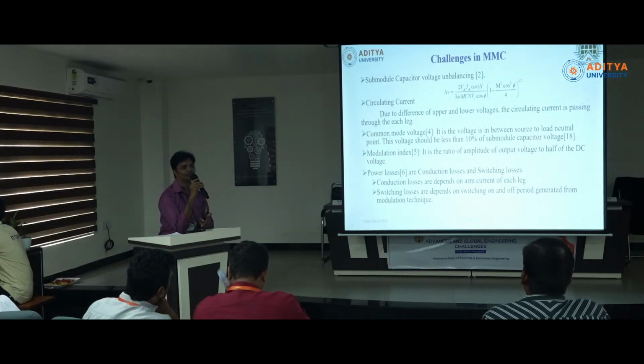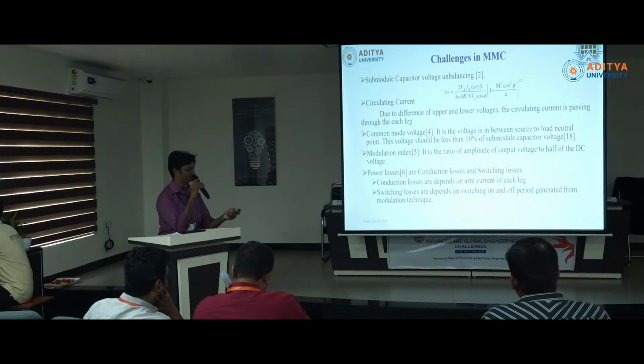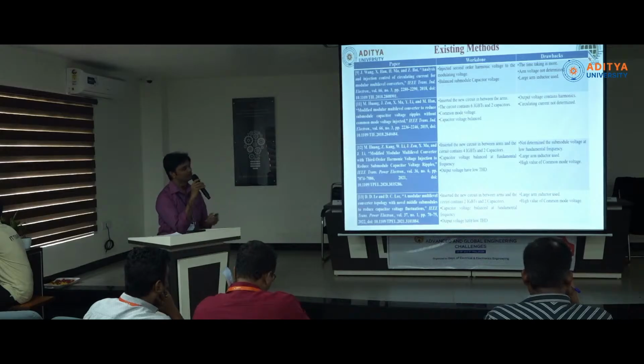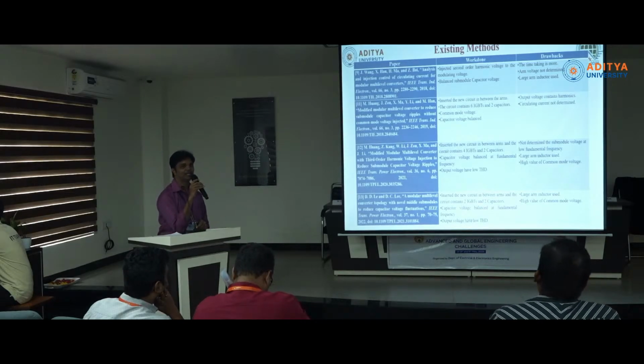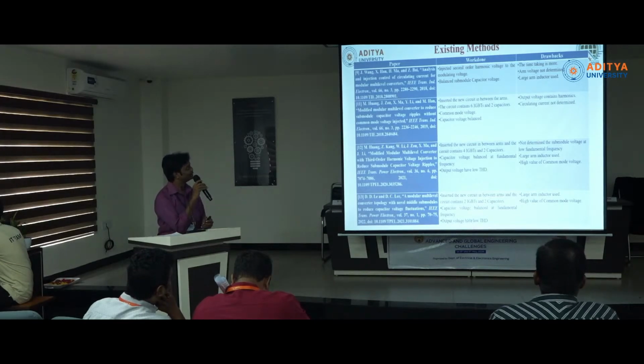So mainly we have to observe two parameters. When the load frequency decreases, the ripple content increases in the submodule capacitor voltage, and also due to the switching frequency. Due to that, some problems come up, like circulating current, common mode voltage, modulation index, and also power losses. To overcome these drawbacks, many modified topologies have been implemented. At the same time, modified pulse width modulations have been implemented in the literature review. These are the papers I have studied.